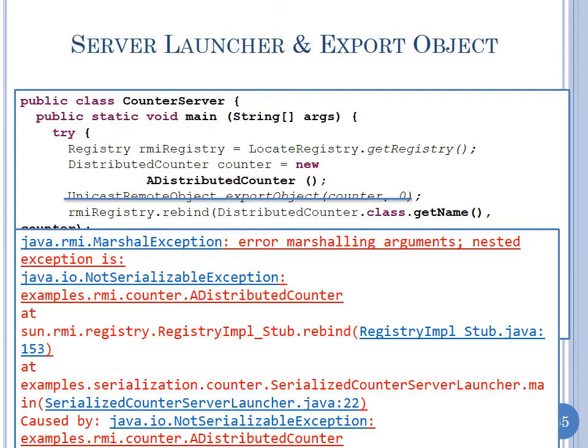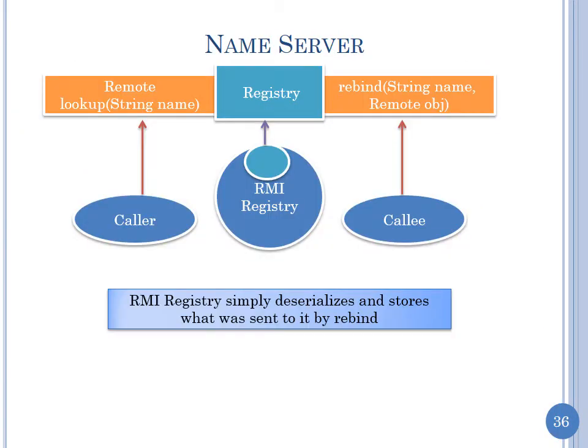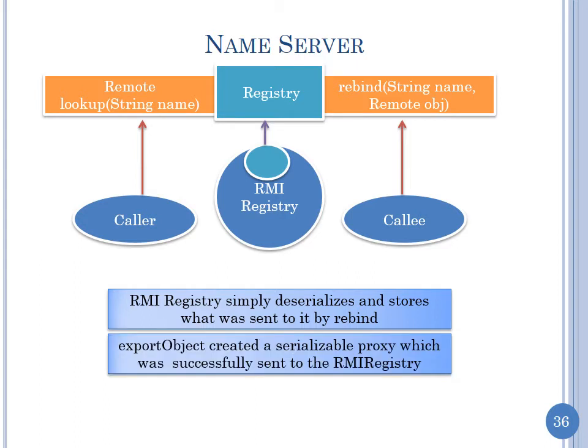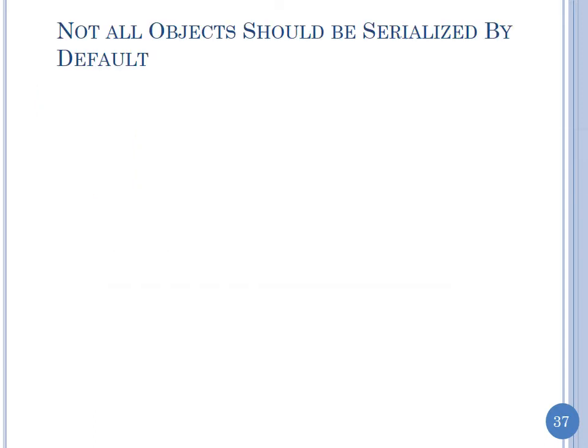I get an exception saying NotSerializableException. Can you guys see how this message is consistent with what I've said so far? That object is not serializable, and the RMI registry is trying to serialize the object itself, whereas exportObject created a serializable proxy, which was successfully sent to the RMI registry. In the absence of a serializable proxy for the exported remote object, rebind tries to serialize the remote object directly. And we saw earlier that not all objects should be serialized by default.